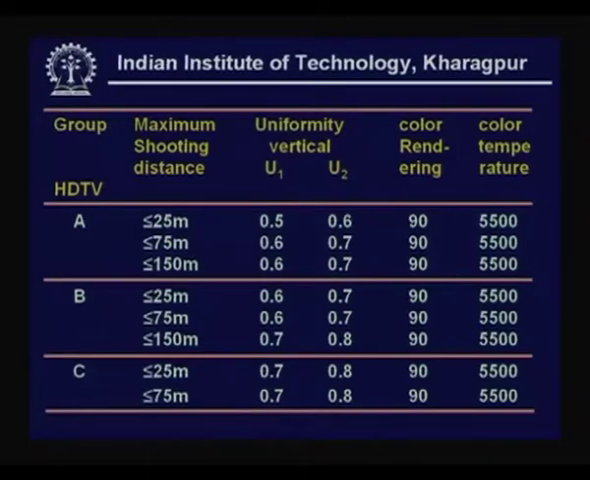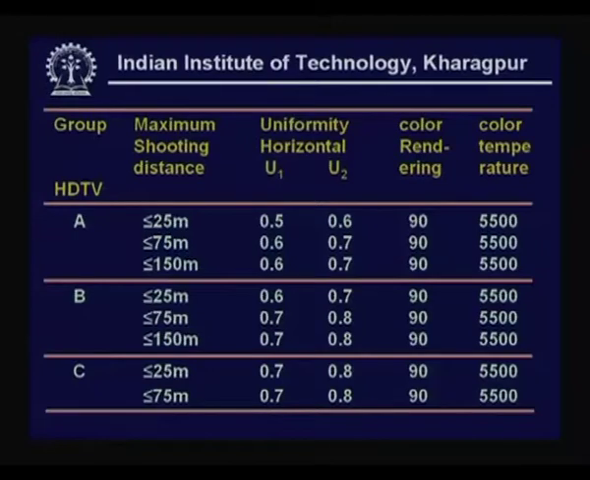The uniformity indices are shown in this table. Obviously, uniformity indices really do not change much, whether it is national or international TV or high definition television. As you can see, for group A it varies from 0.5 to 0.6 for U1 and 0.6 to 0.7 for U2, and group C remains at 0.7 and 0.8 for U1 and U2. This is in the vertical plane.